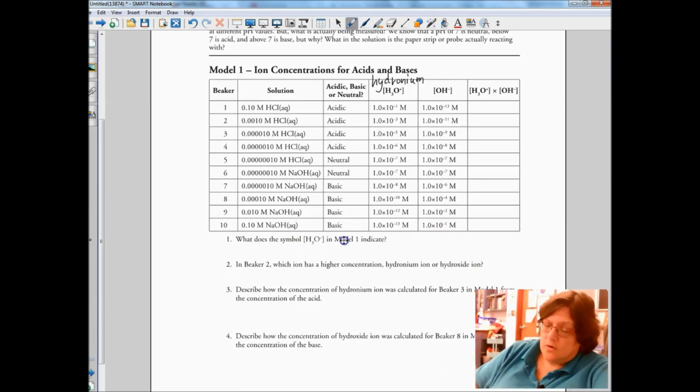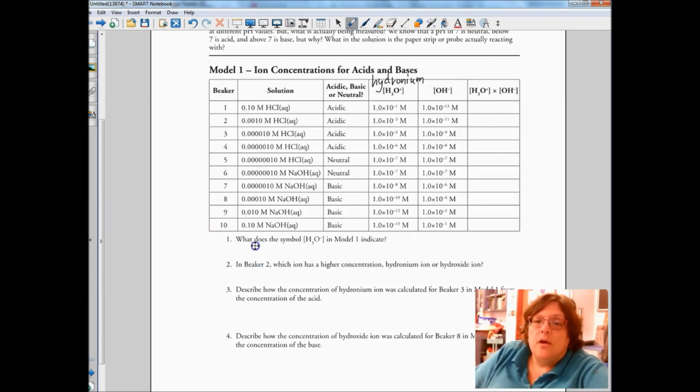Okay, so I just told you this symbol means you have a water molecule that has picked up a hydrogen ion. So it's now got an oxygen bonded to two hydrogens, and then there's a third hydrogen that's attracted to the negative part of the oxygen.